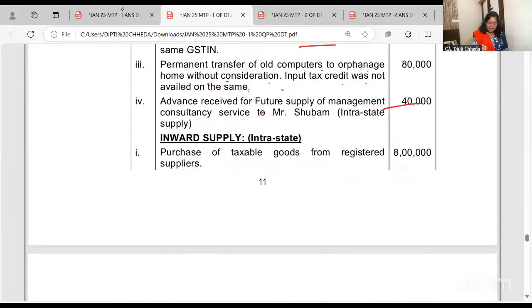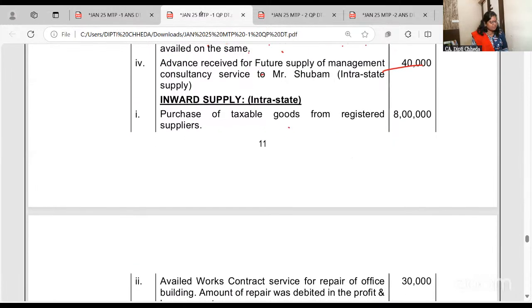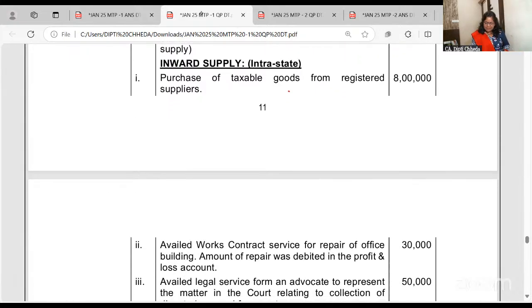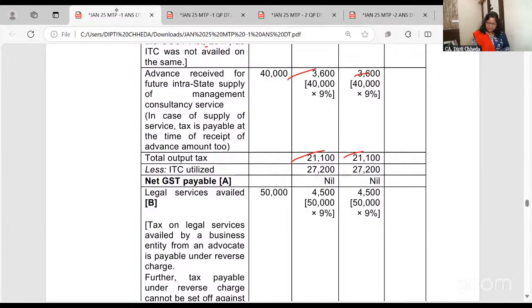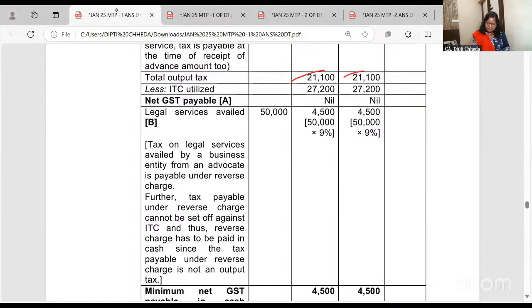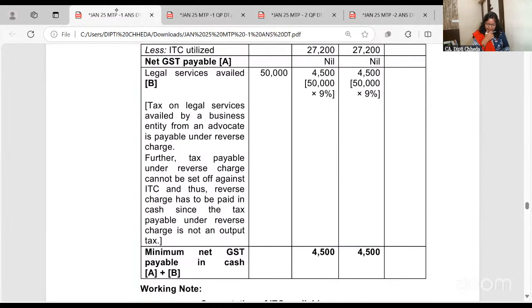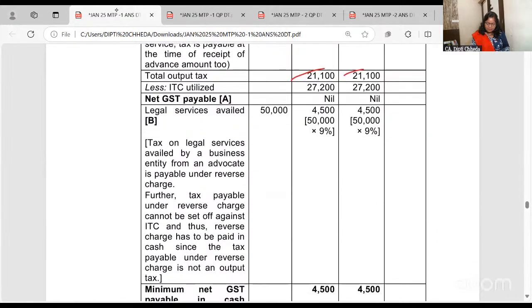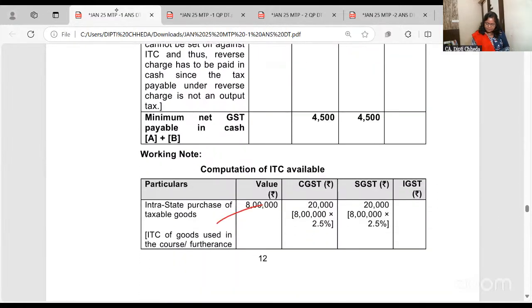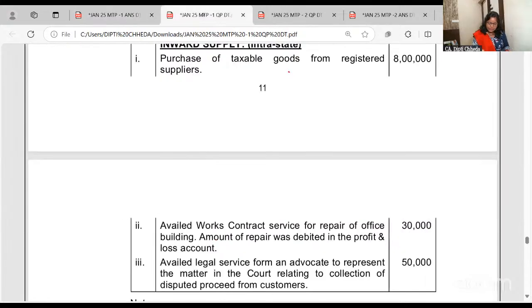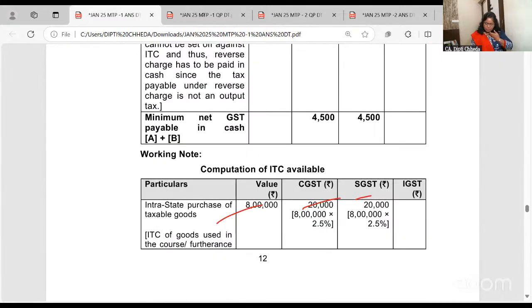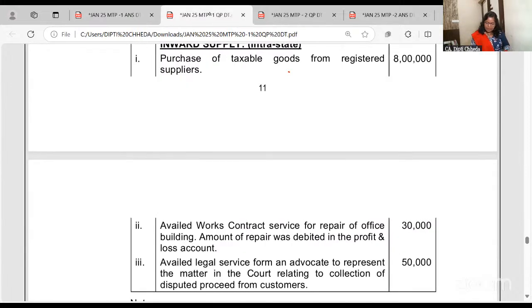So easy. Now input. Purchase of taxable goods from the registered supplier, 8 lakhs. Intrastate, within the same state. So of course, 8 lakhs. Within the same state, you will take. But why did you take 2.5%? That's the rate given. ठीक है.